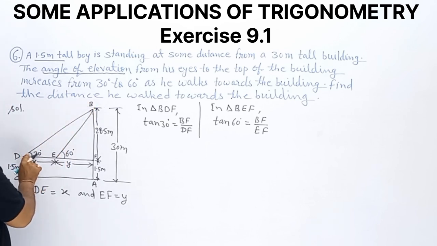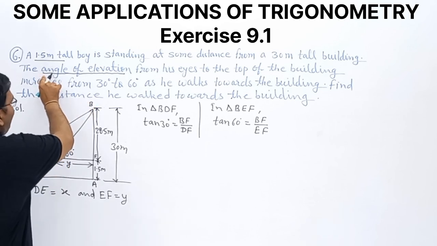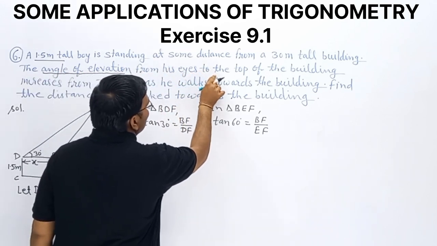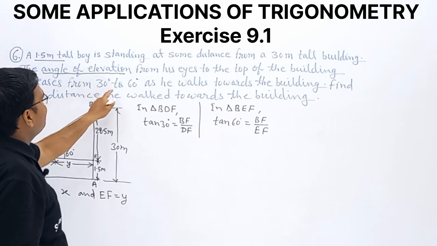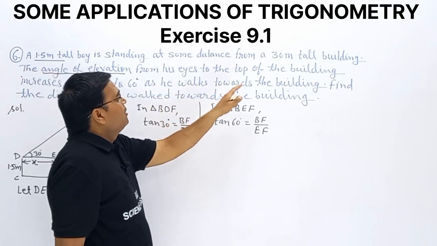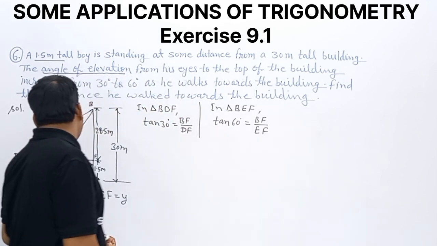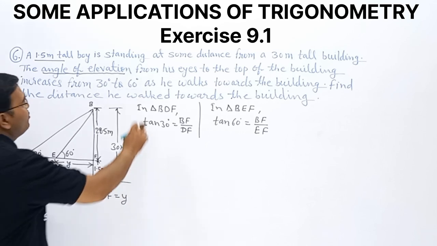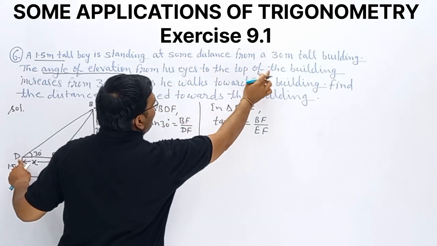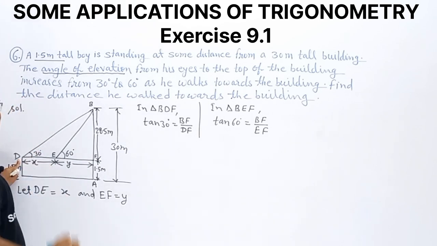So what can we say? The angle of elevation from his eyes to the top of the building increases from 30 degree to 60 degree as he walks towards the building. First the boy is standing at the point C, and the angle of elevation from his eyes to the top of the building is 30 degree. Now this boy is walking.